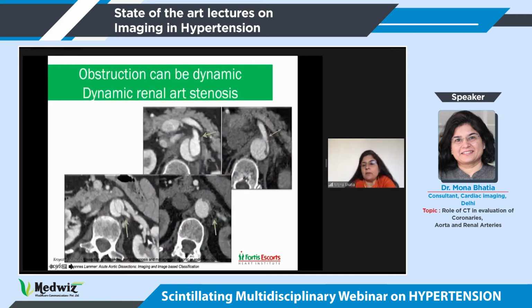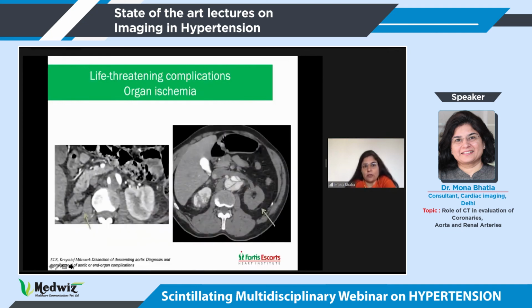Obstruction can be dynamic within the renal arteries, particularly if you have a dissection. So here you have a dynamic renal artery stenosis, where between the systolic and diastolic, you can see how the flap actually enters the renal artery. Life-threatening complications include organ ischemia. Here, the right kidney shows malperfusion, and in the one to the right, you can see malperfusion in the left kidney. So these also need to be evaluated.